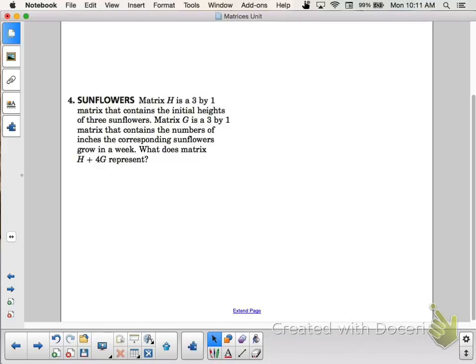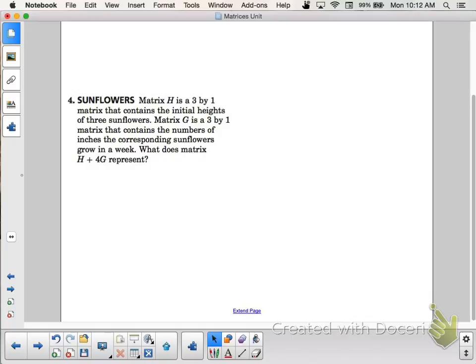This one says matrix H is a 3x1 matrix that contains the initial heights of 3 sunflowers. Matrix G is a 3x1 matrix that contains the number of inches that corresponding sunflowers grow in a week. What does matrix H plus 4G represent? So I want you to turn to your elbow buddy, and if you don't have an elbow buddy, you can turn around and find someone that you can group up with. And I want you guys to share what you think matrix H plus 4G represents.